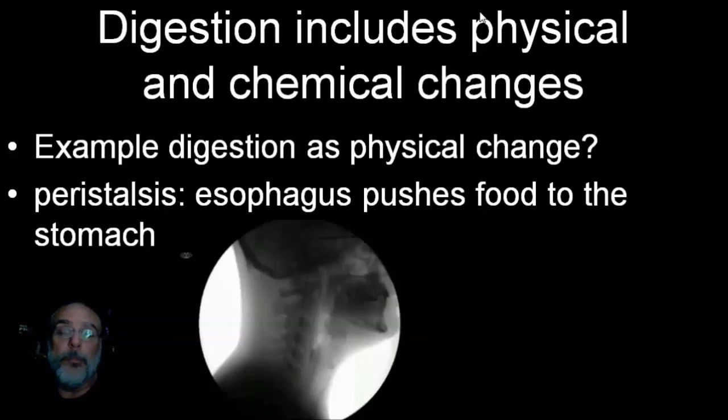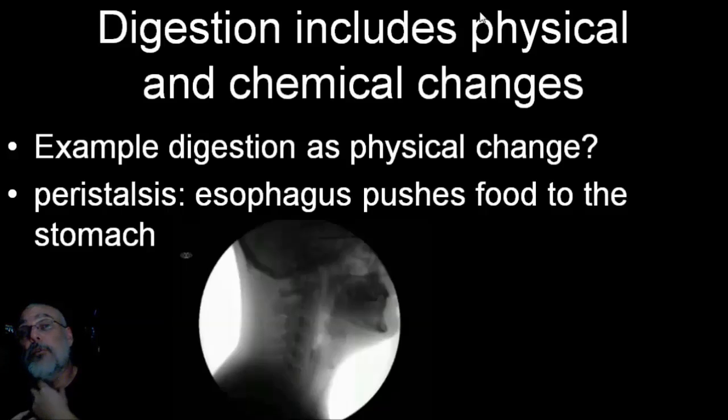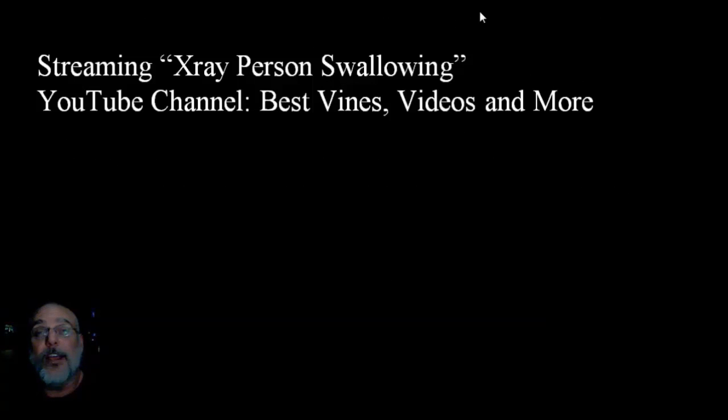Another example would be swallowing. So when your esophagus pushes food down into your stomach, that would be an example of physical change. And the fancy sciencey word for that is peristalsis. And throwing up would be called reverse peristalsis. That's when it goes in the opposite direction from your stomach up back into your mouth. And here is a video clip showing an X-ray of somebody swallowing. This is pretty neat.